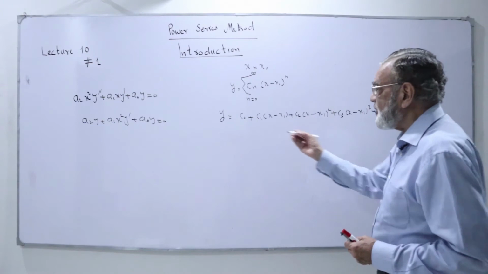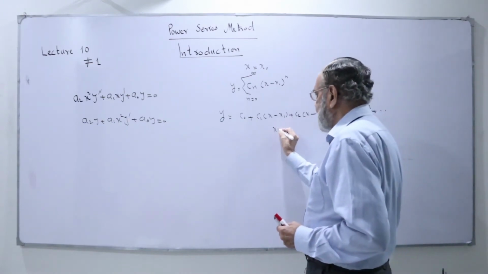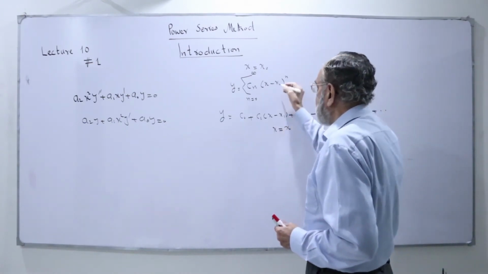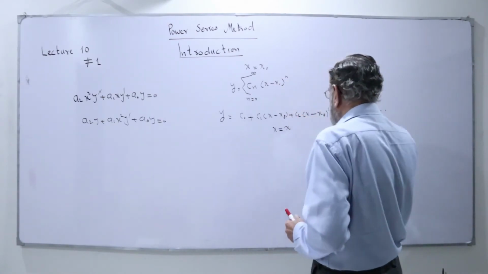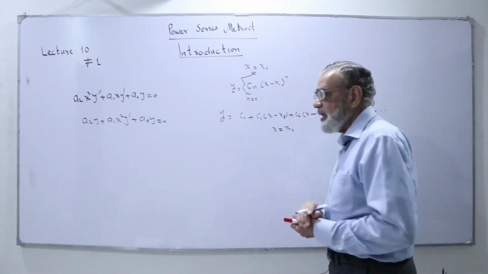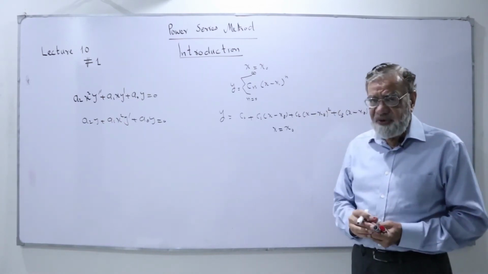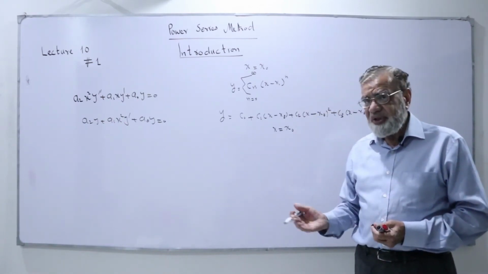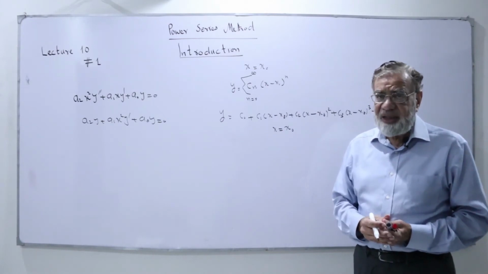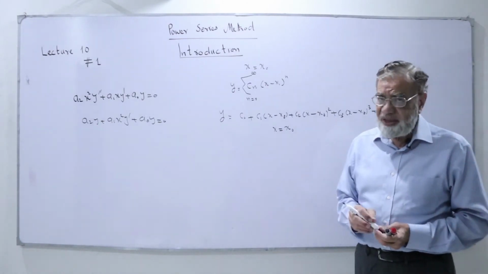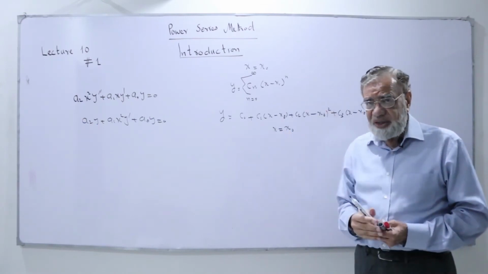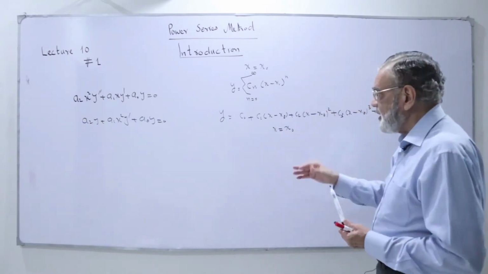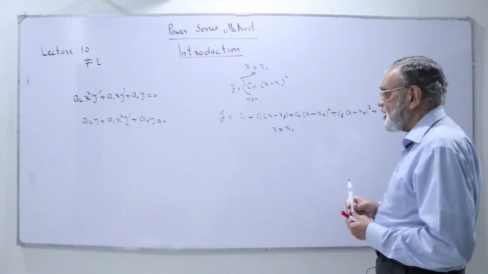Now we say this function y is analytic about the point x equal to x0. Analytic means it is differentiable, and when differentiable, obviously it is continuous. Continuous means the point is in the domain, the function is defined there. If the function is not defined at the point, we say it is not analytic. So the function is analytic at the point x equal to x0.